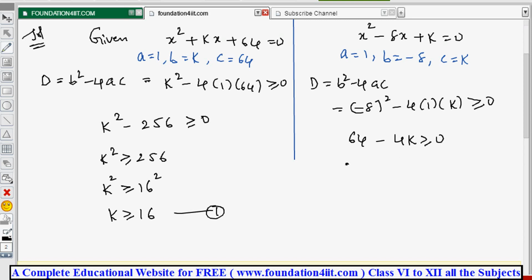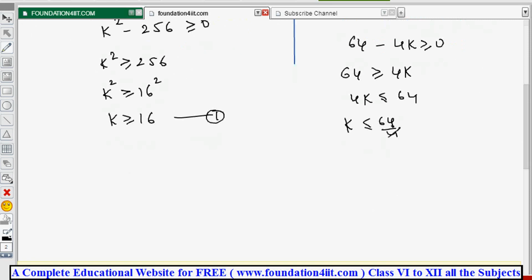Taking minus 4k to the other side, 64 is greater than or equal to 4k. That means 4k is less than or equal to 64. From this, k is less than or equal to 64 by 4, that is 16. So k is less than or equal to 16. When you compare both, k is greater than or equal to 16 and k is less than or equal to 16. But according to the question, k is positive.